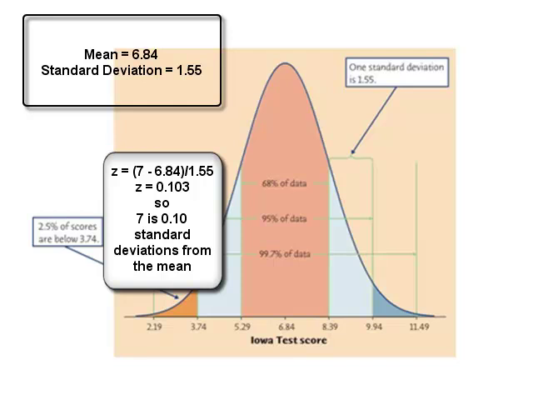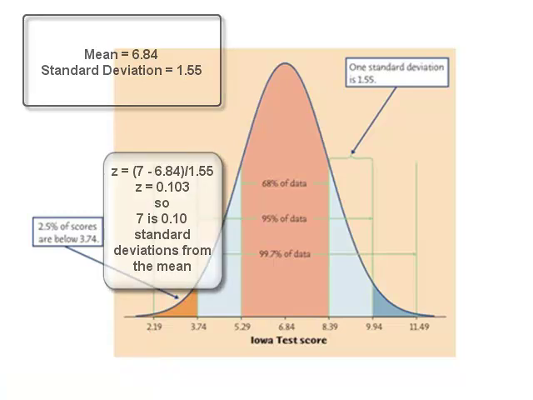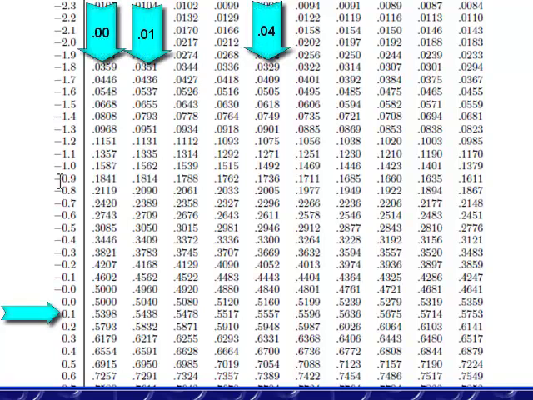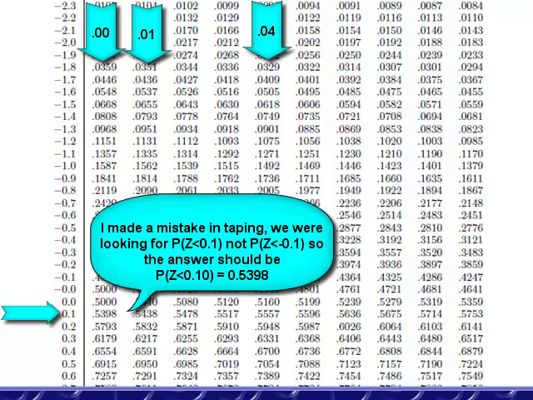So now we're ready to use our table to find what's the probability that the z-score, the number of standard deviations away, being 0.10, what's the probability of any z of that value or less? So we go into our tables, we look up 0.10, and go over to 3, and we find our answer. So the probability that z is less than 0.10 is 0.4602.